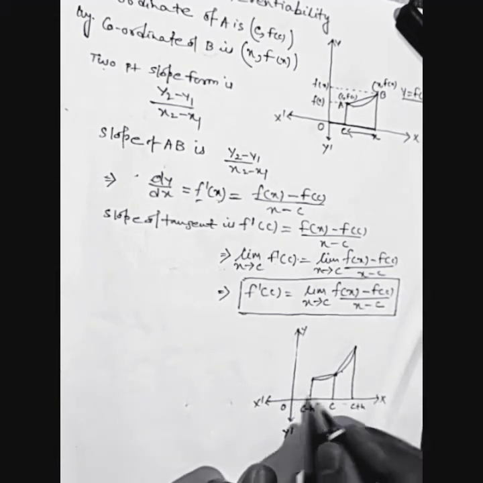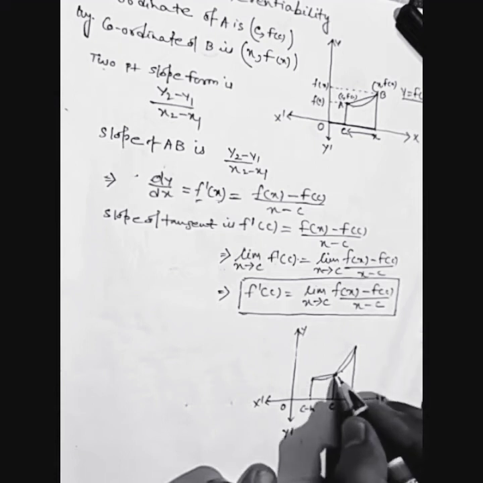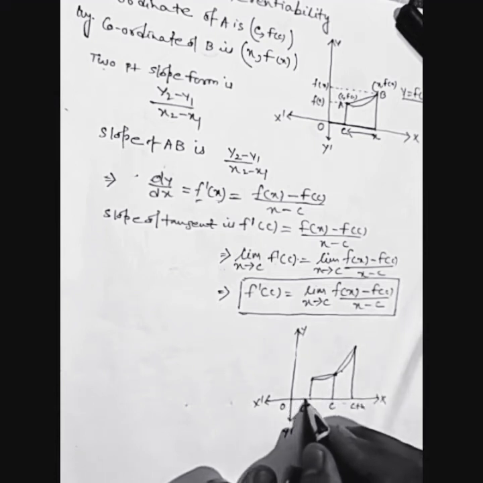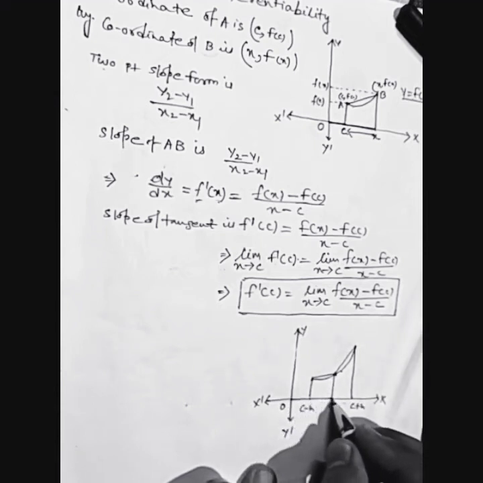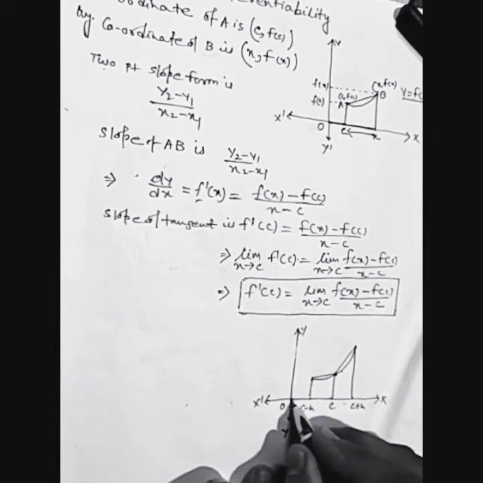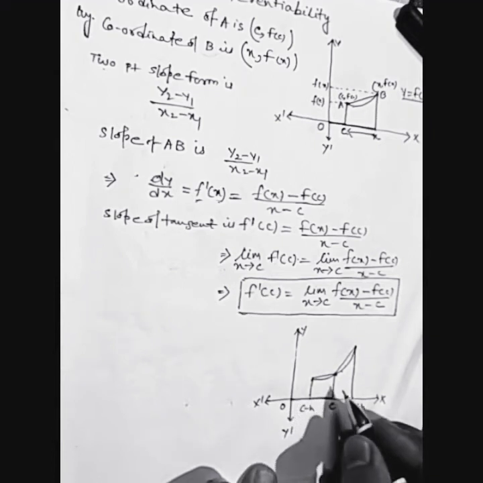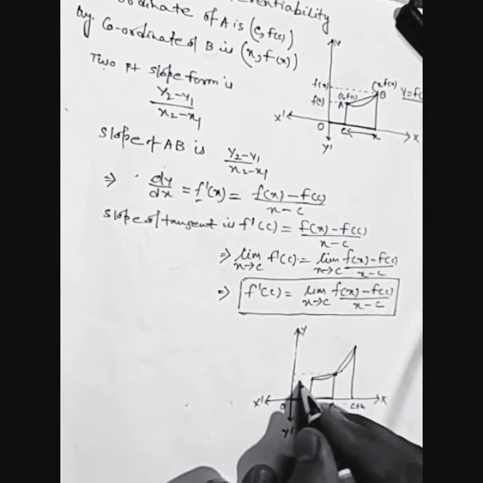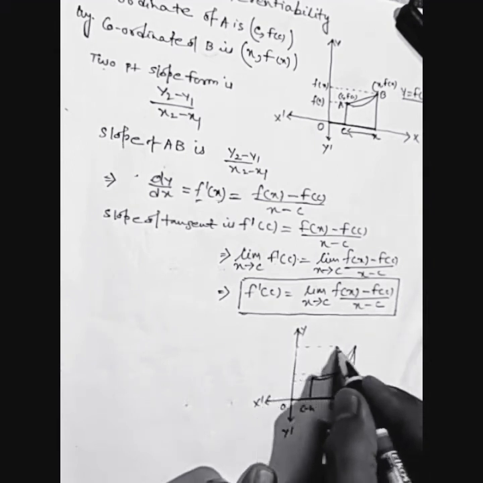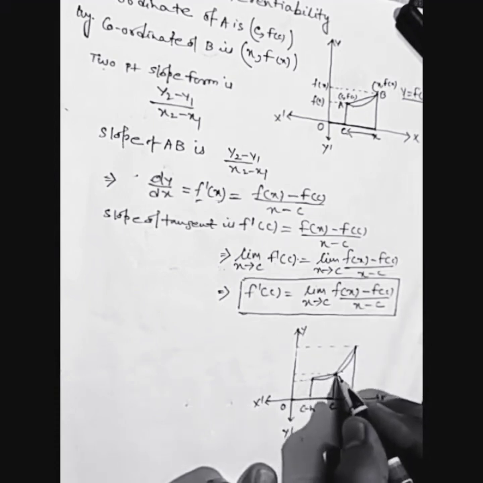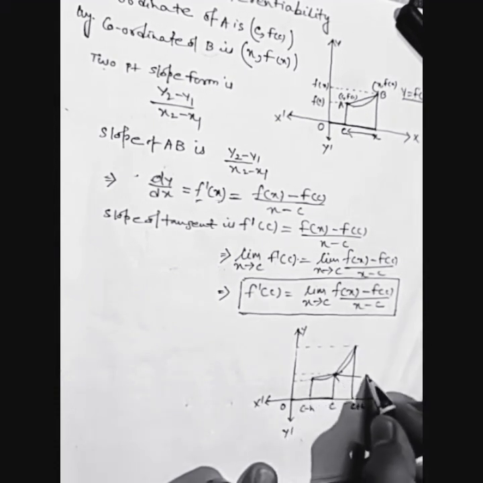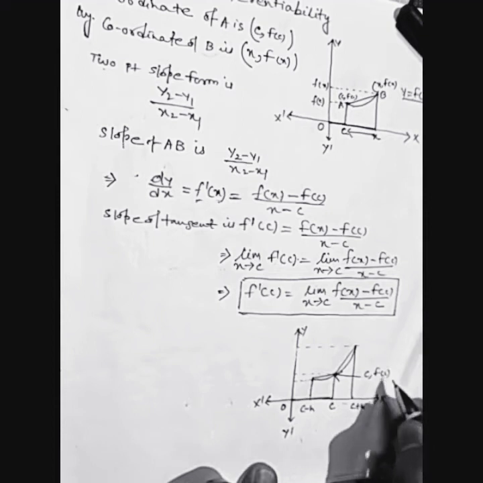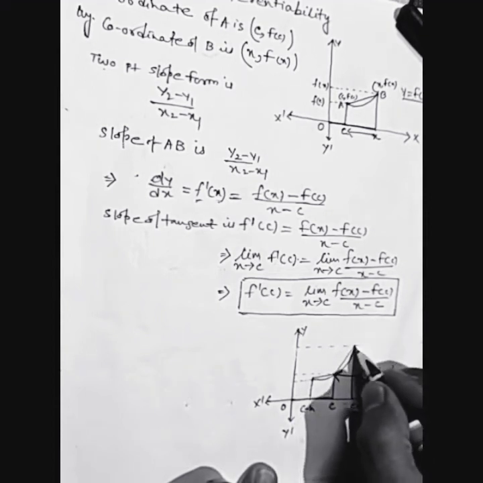Now see, similarly, how can you find the coordinate of C? This distance x is the distance in the x-axis, and this is the distance in the y-axis. So what is the coordinate of the point C? C comma f of C. Okay. So what is the coordinate of this?